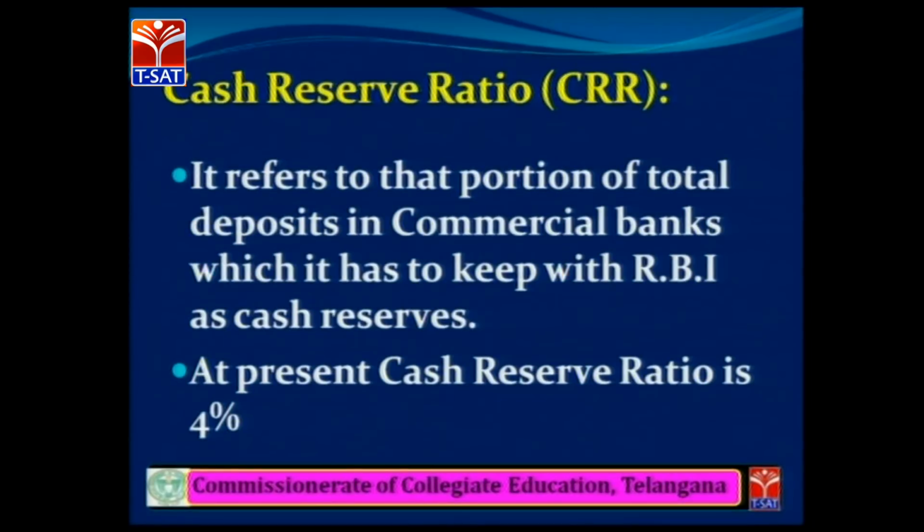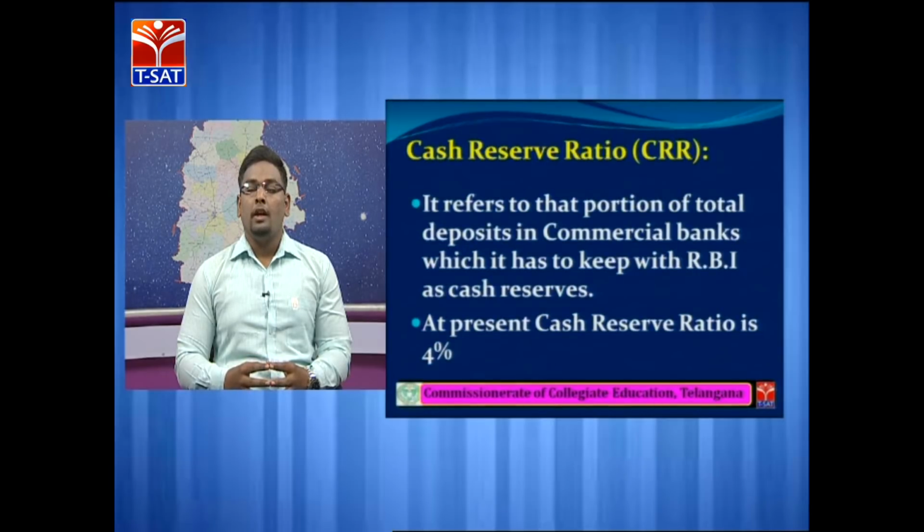Now cash reserve ratio refers to the portion of total deposits in commercial banks which they have to keep with RBI as cash reserves. That means all the banks in India must have an account within the RBI and must keep some money in the form of cash within the RBI, in some required ratio. That ratio is called the cash reserve ratio. At present, the cash reserve ratio is 4%. That means 4% of the money within the commercial banks must be kept in an account within the RBI.